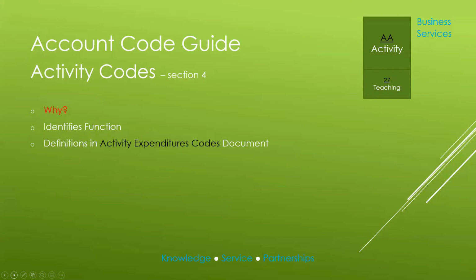So the activity codes in section 4 tell us why. Why are we buying this? It identifies the functions. Is this for our principal? Is this for safety? Is this for health, like for the nurses? Is this for teaching? Like activity 27, is this for professional development, technology, or curriculum? We have an activity expenditures code document which provides more definitions to help decide the proper activity code to use. Now, 27 teaching has been quite abused, so there's probably a better activity code out there, and definitely call if you need some help interpreting that.